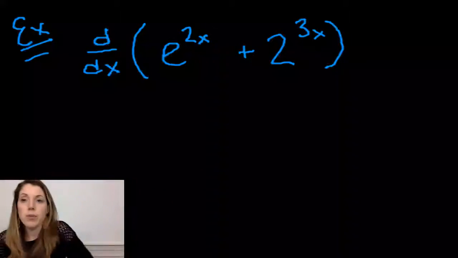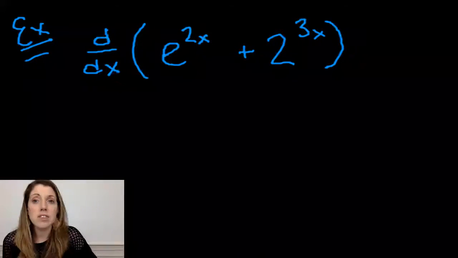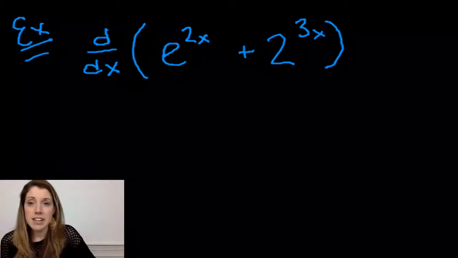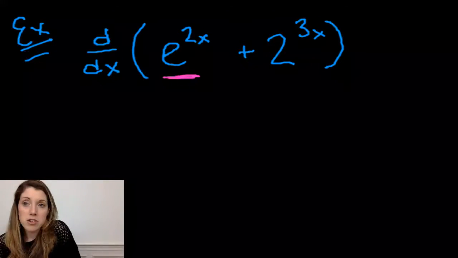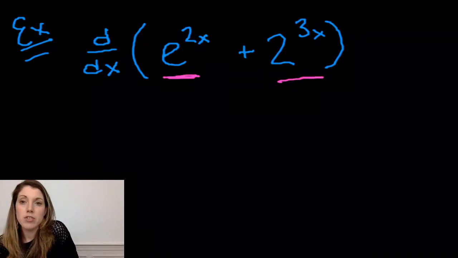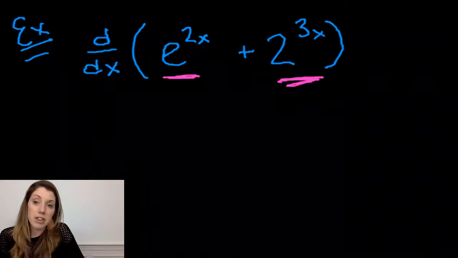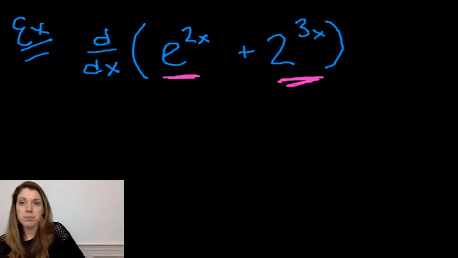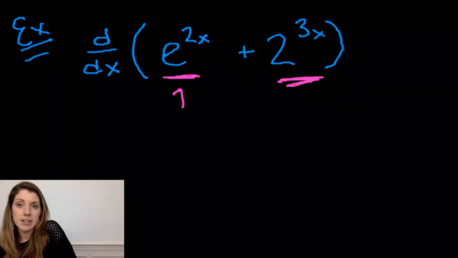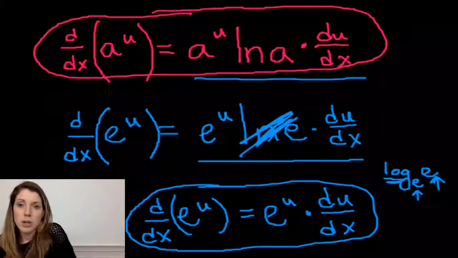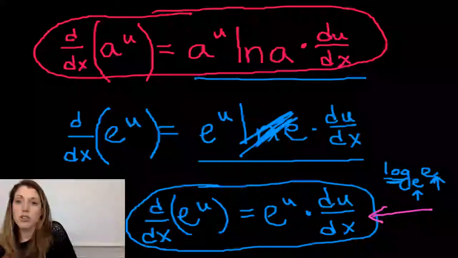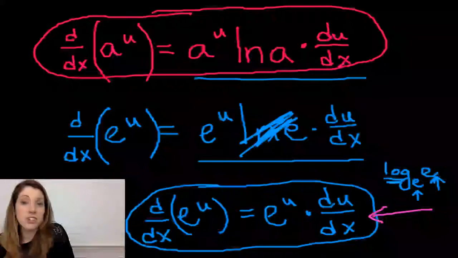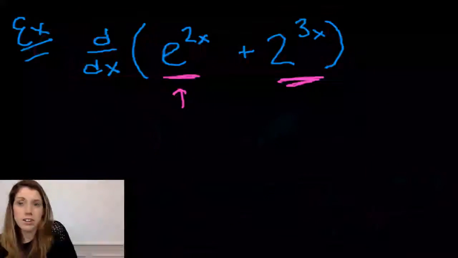We want to find the derivative with respect to x of e to the 2x plus 2 to the 3x. And here we see, it reminds us of the difference between an exponential function with a base of e versus an exponential function with a base of some other constant. Here it's 2. So for this first part, we're going to look at our formulas. We know we're going to use the latter one because it's an e function. So if I have e to the u, the derivative is just e to the u times the derivative of the inside function.